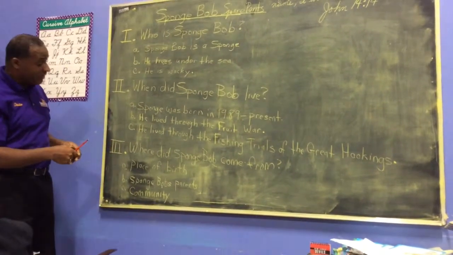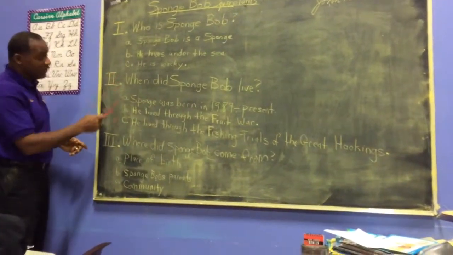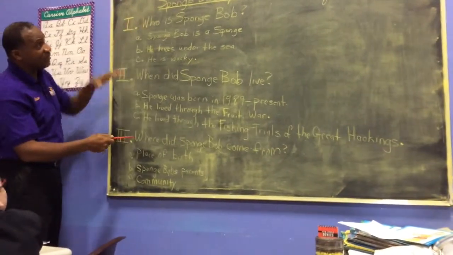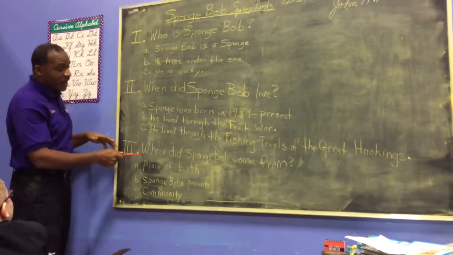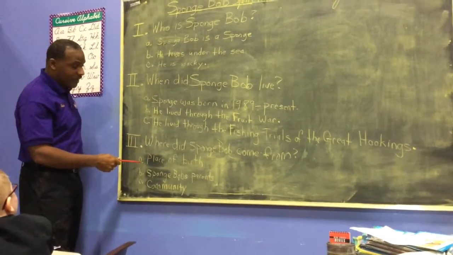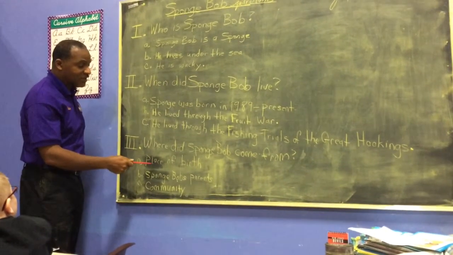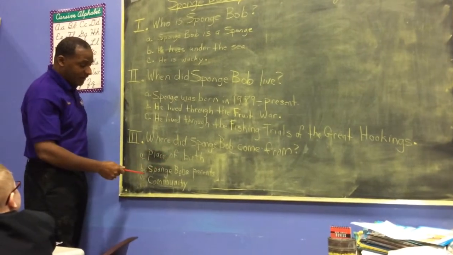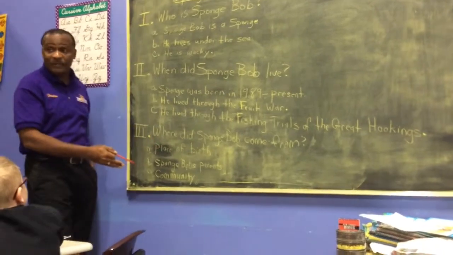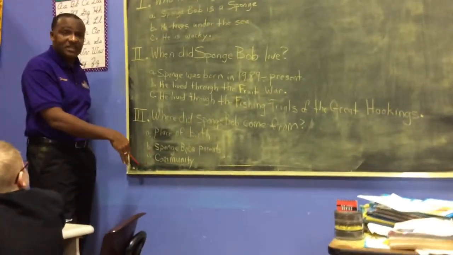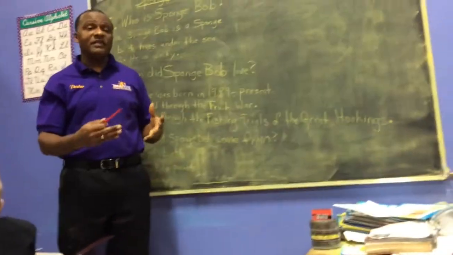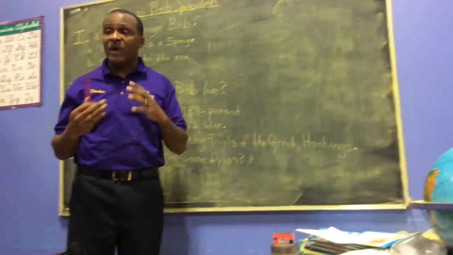Then the third thing we said is we used another W, and we tried to come up with another question that would fit under who SpongeBob is. We said, where did SpongeBob come from? That was the third thing. We said we probably should talk about his place of birth, and B, SpongeBob's parents, because we know he comes from his parents. And we want to talk about his community of origin. Where did he originally come from? All of this is said so that we can get ready for the writing process.